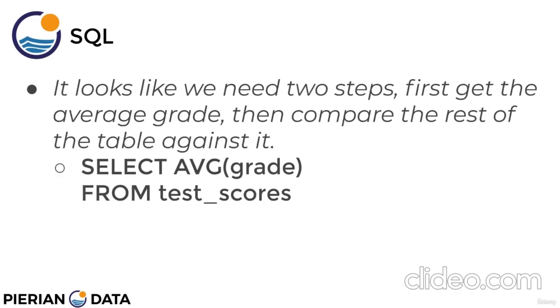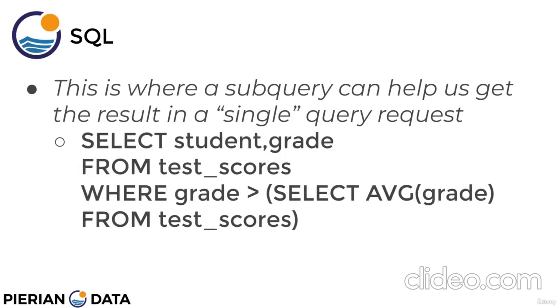Given what we already know so far, it looks like we need to actually do this in two steps. First, we would have to get the average grade and then write that down somewhere and then compare that against the rest of the table to filter out the students. This is where we can actually use a subquery. A subquery can help us get the result in a quote-unquote single query request, essentially just needing to type out everything one time.